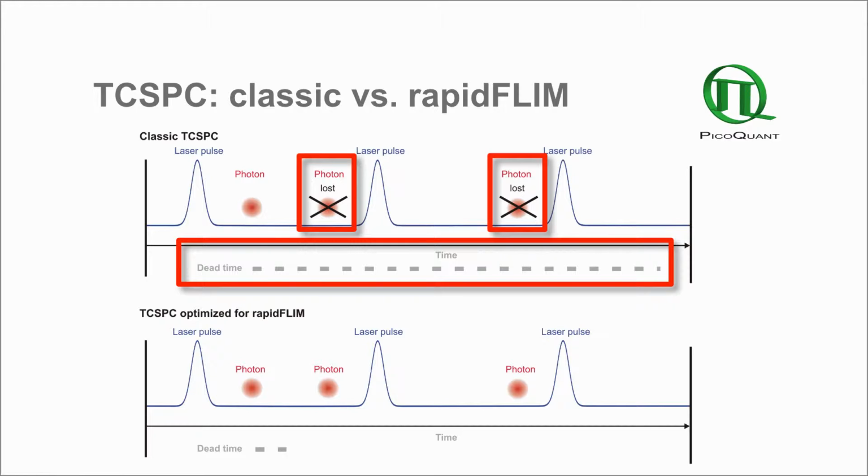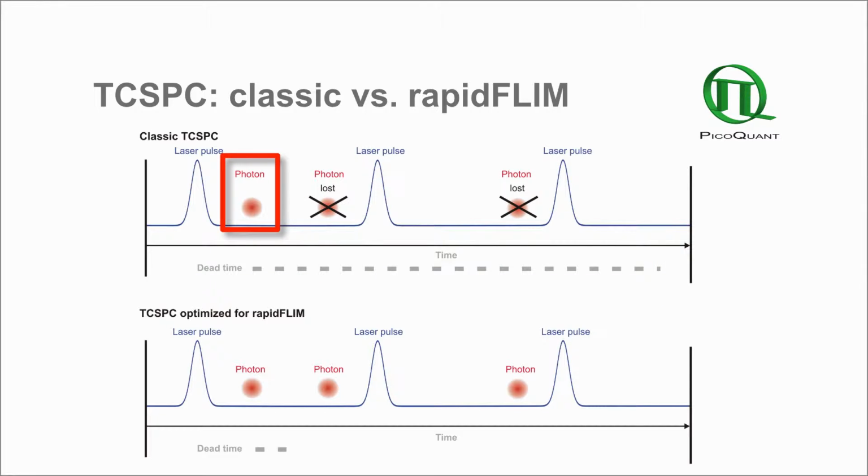At high count rates, most photons will not be recorded due to the dead time, leading to a phenomenon called the pile-up effect. In this case, only the first photon arriving at the detector in each excitation cycle will be collected. This in turn leads to an overrepresentation of early photons in the statistics. The TC-SBC histogram is skewed towards shorter arrival times, and the calculated fluorescence lifetimes will be shorter than in reality.